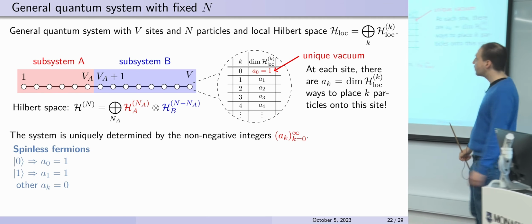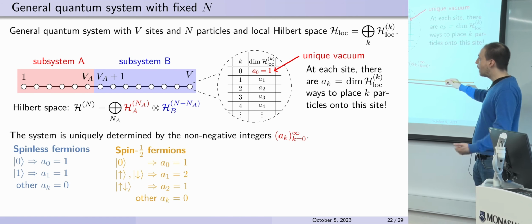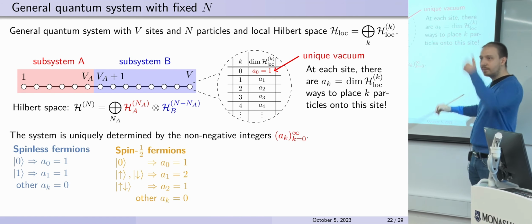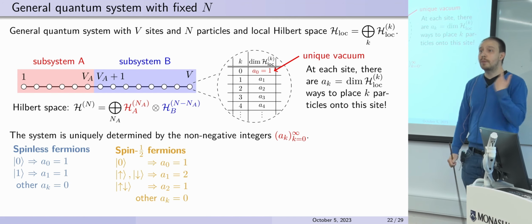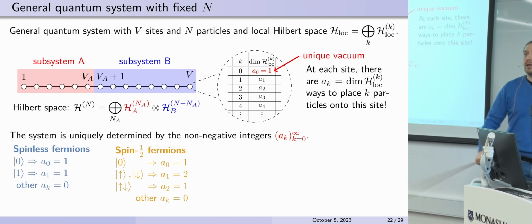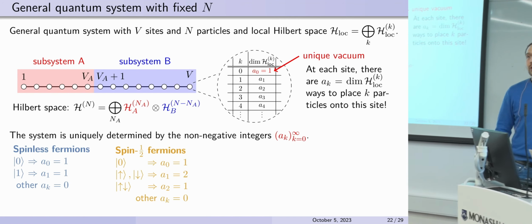There's one way to place no particle, and there's one way to place a fermion at a site, and we cannot place more than 1 fermion, so all other integers are 0. Other example, spin 1/2 fermion. In that case, there's again one way to place 0, 2 ways, spin up and spin down, to place 1, and then again just one way to place 2 particles, because of the Pauli exclusion principle, they need to have opposite spin, and we cannot place more than 2 particles.